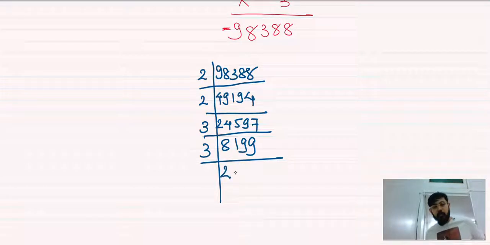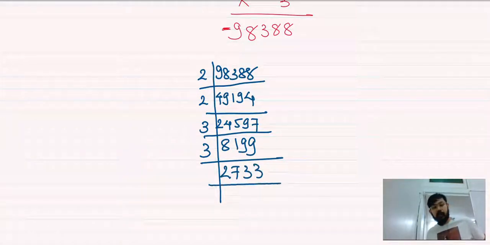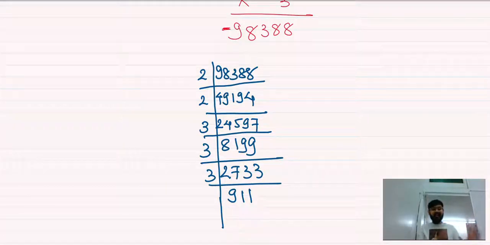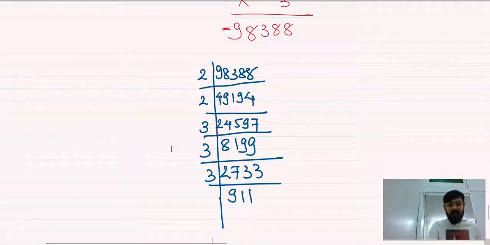3 twos are 6. Remainder is 2. 3 sevens are 21. 3 threes are 9. 3 threes are 9. Wow. Again divisible by 3. 3 nines are 27. 911. Okay, 911 is not at all divisible by any other number.